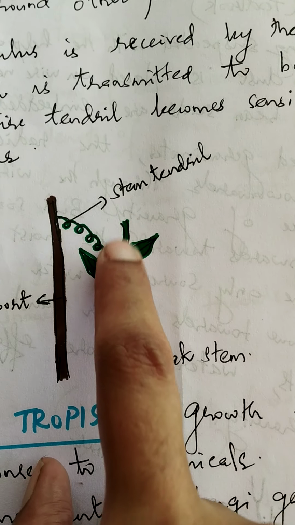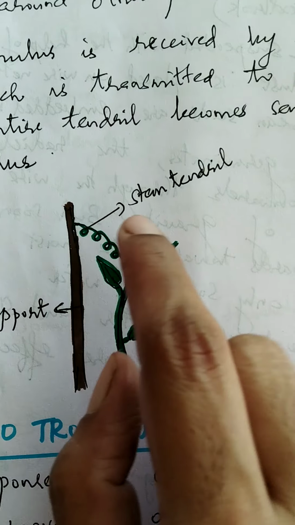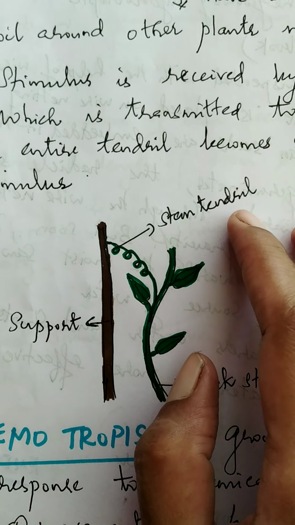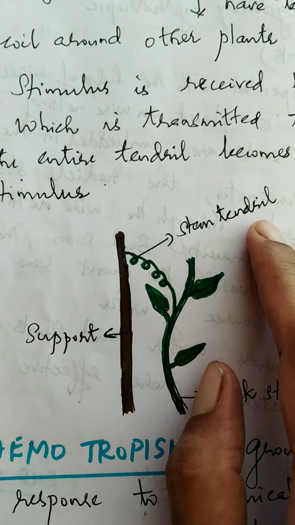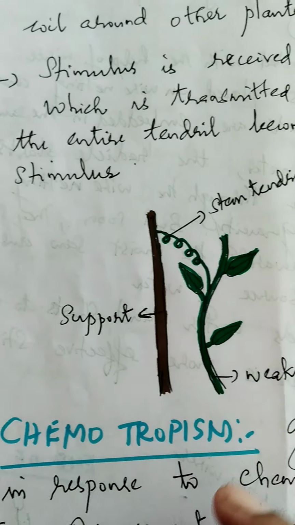You can see the support here. This is a weak stemmed plant and it has modified structures called tendrils. So this is a stem tendril. In the same way, we can observe tendrils along with the leaf also. So leaf tendrils as well as stem tendrils are present.